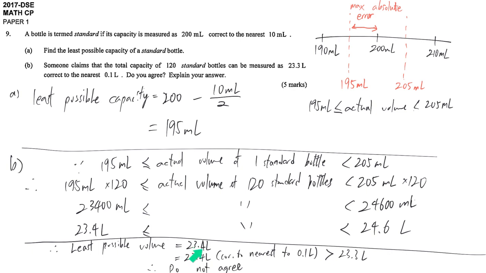Just 23.4 liters is not enough. The key point is you have to show me that you use the same criteria. You will find that it can't be 23.3. So that's why you have enough evidence to prove that this is impossible.